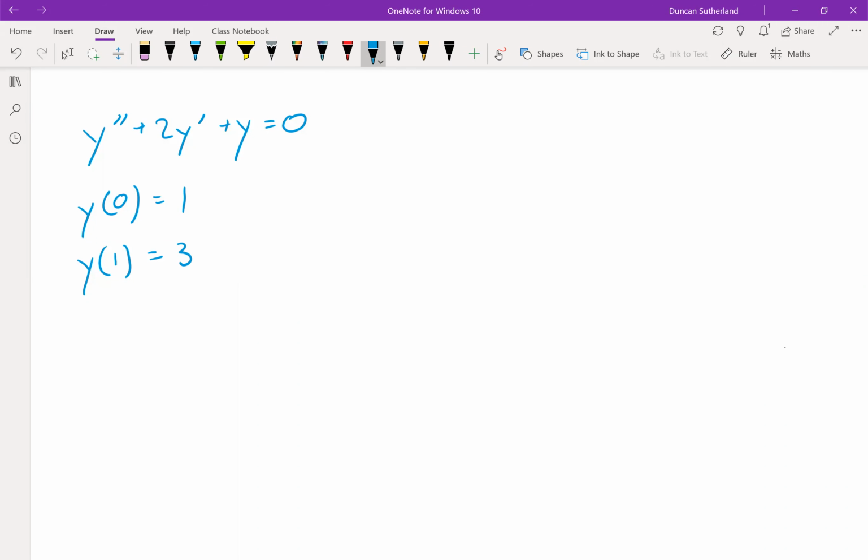Here we have a constant coefficient second order linear ODE, and we have boundary conditions. Note that there is a condition on the value of y at 0 and a condition on y at 1. So we can think of 0, 1. This is like our domain is like this little rod where this ODE applies.